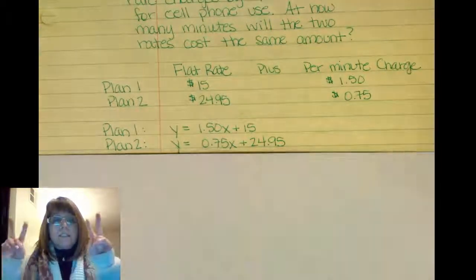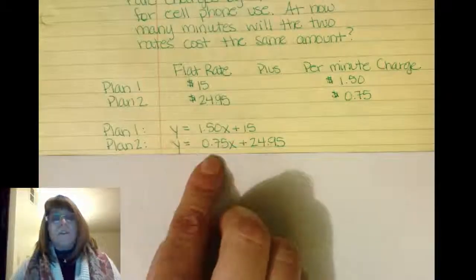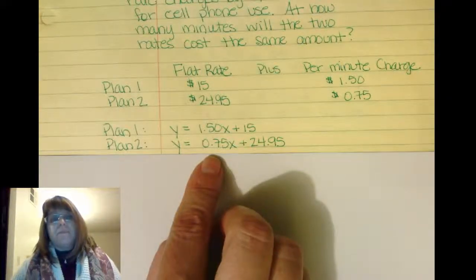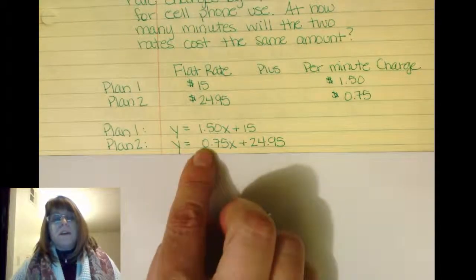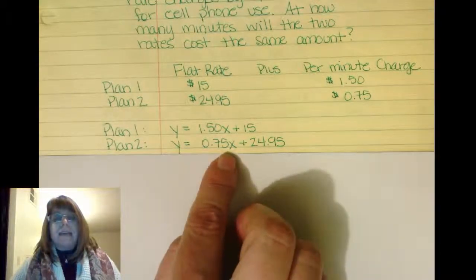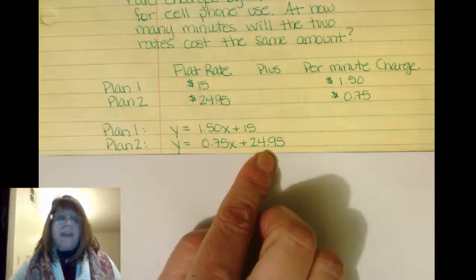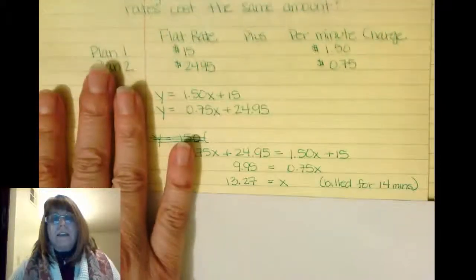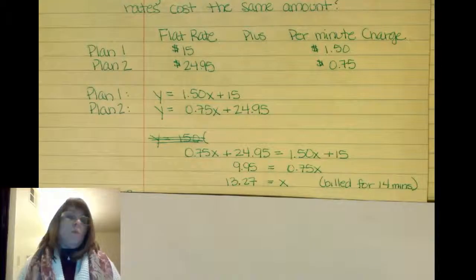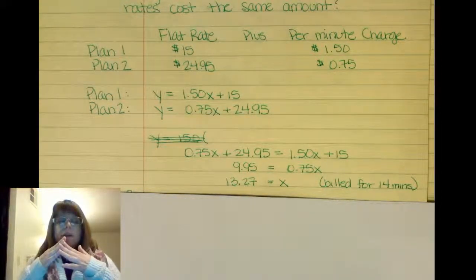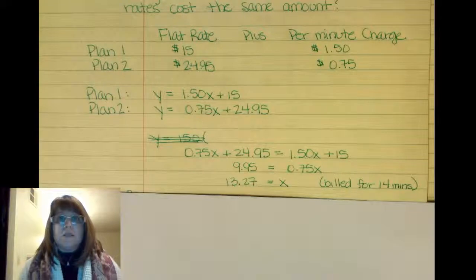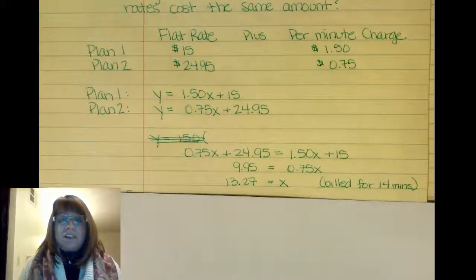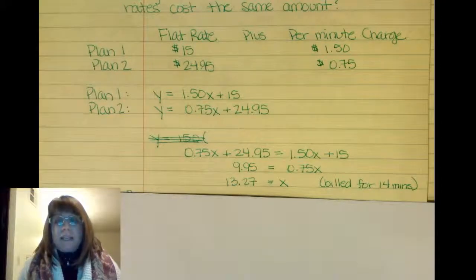And I can substitute in what y is with the second equation. So when y equals 0.75x plus 24.95, that's the point where they equal each other. And if I solve for that, the number of minutes at the point that they equal one another is 13.27 minutes. But keep in mind, a phone company is not going to charge you for the 0.27. It's going to bump it to 14 minutes.